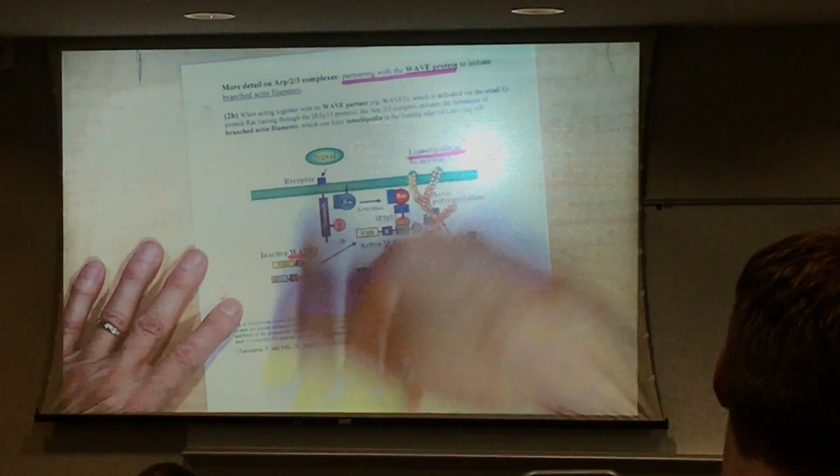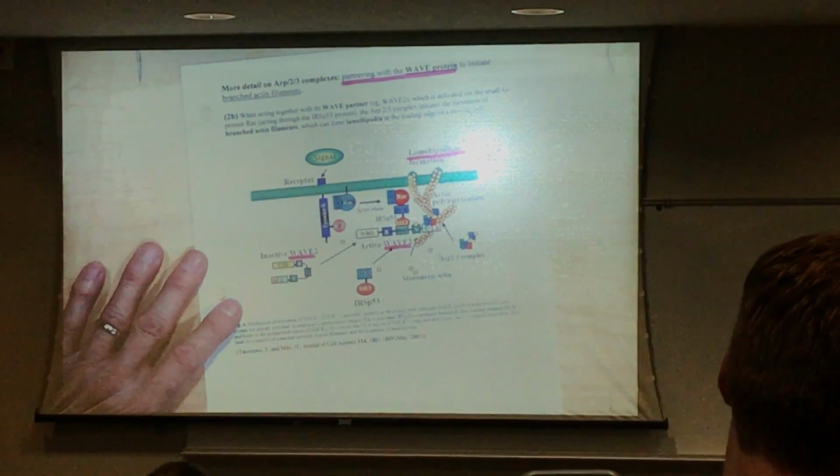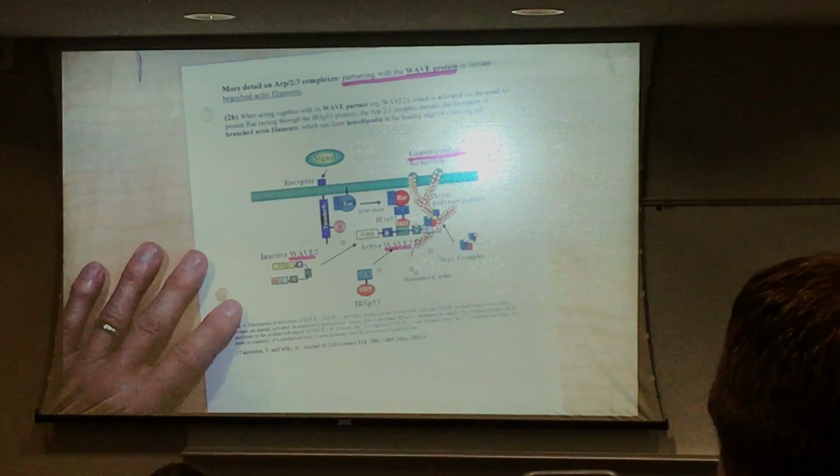Typically, RAC will become activated first. RAC will in turn lead to the activation of Rho, and then Rho will turn on CDC42. They often work sequentially with each other.